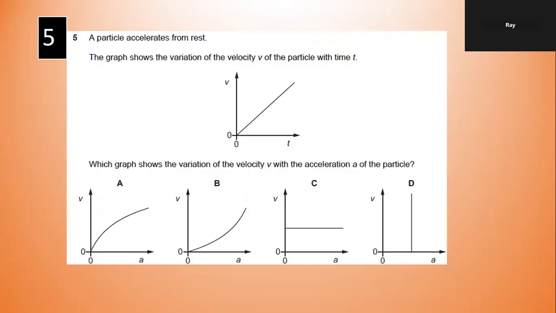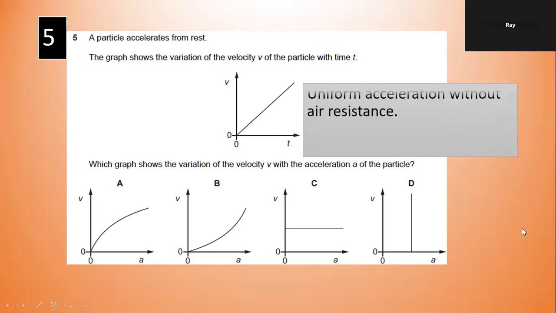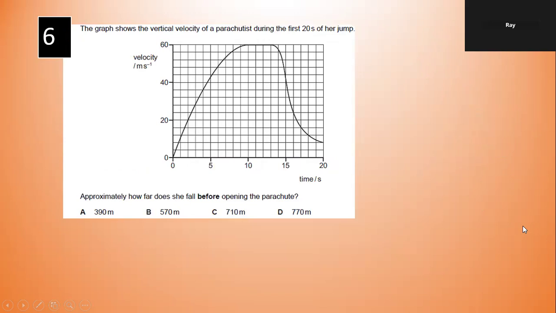How about this one? A particle accelerates from rest. The graph shows the variation of velocity of the particle with time t. Which graph shows the variation with velocity v and acceleration a of the particle? This one makes you think through. That is D, right? The acceleration is constant. Velocity is the one that is changing. Good.